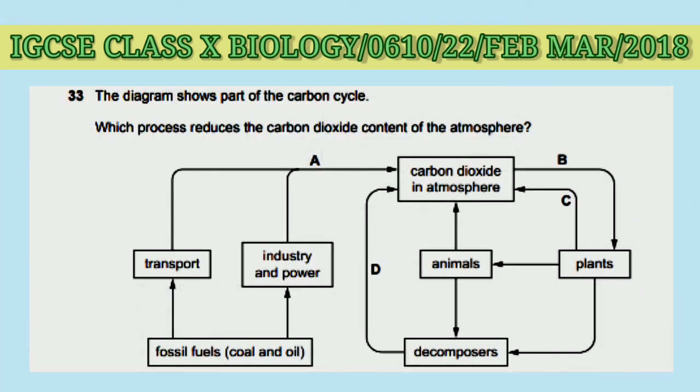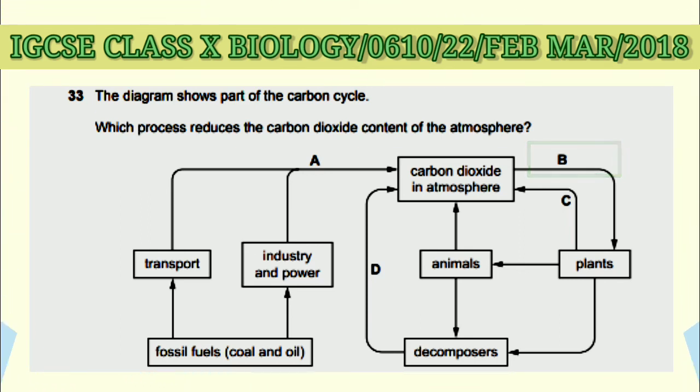Question 33. The diagram shows part of the carbon cycle. Which process reduces the carbon dioxide content of the atmosphere? Of course, the process which reduces carbon dioxide from atmosphere is photosynthesis, carried out by plants. So here it is process B. Plants carry out photosynthesis in presence of sunlight and they take carbon dioxide from atmosphere. So process B, photosynthesis reduces the carbon dioxide content of the atmosphere.